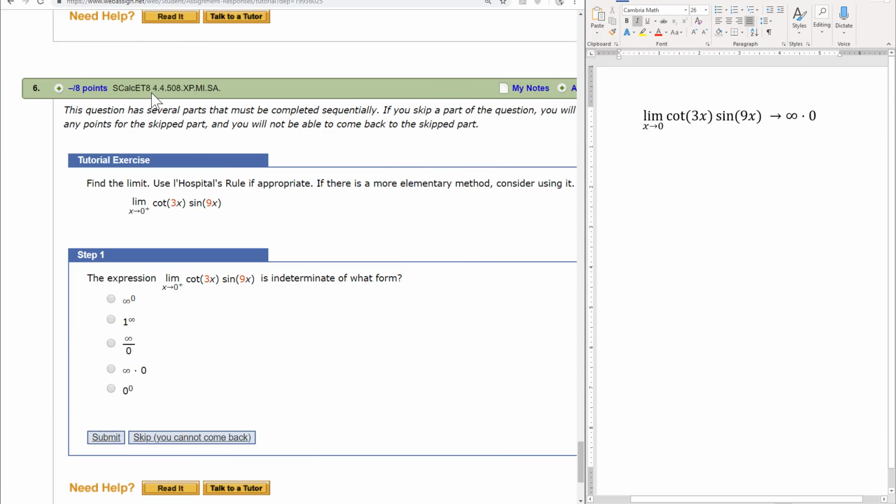Let's do another problem from section 4.4 in your lab. They want us to find the limit as x approaches 0 of cotangent of 3x times the sine of 9x.